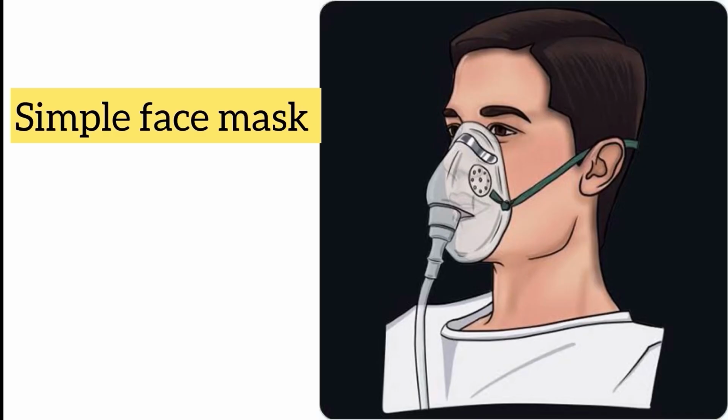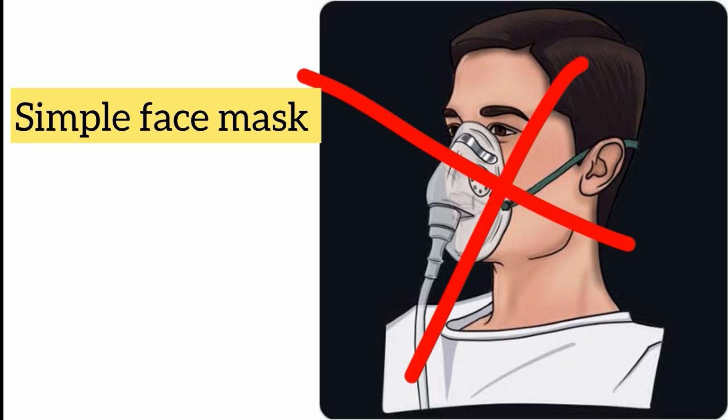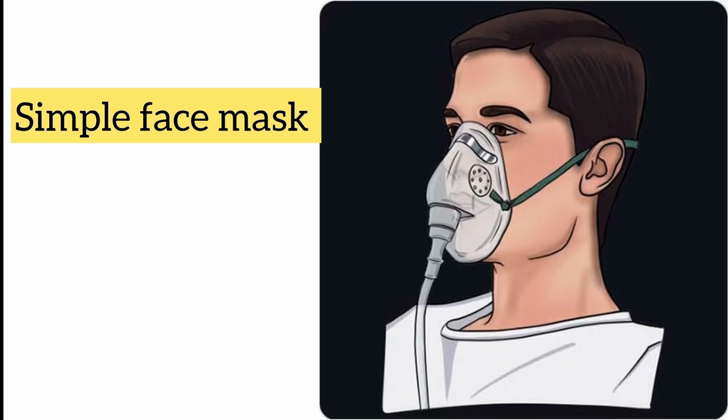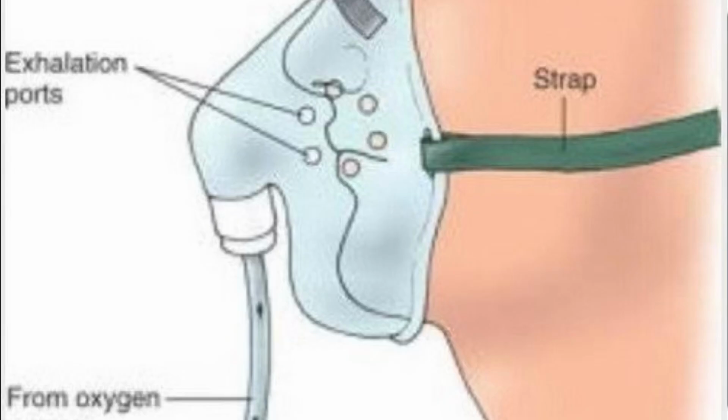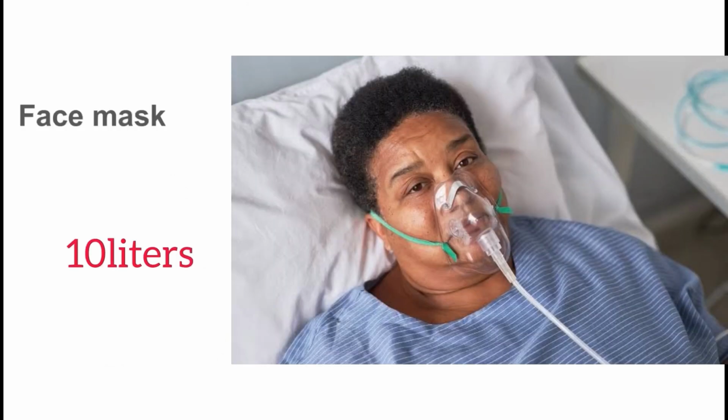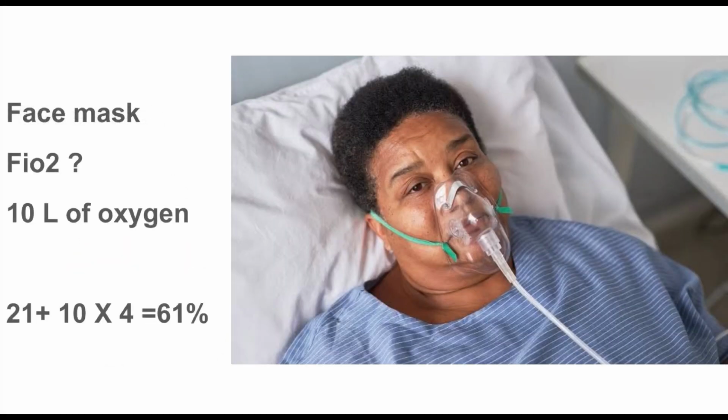This is face mask. You can provide a flow rate of 6 to 15 liters per minute. Don't use a face mask if the oxygen requirement is less than 6 liters per minute. A minimum of 6 liters per minute of oxygen flow is needed to prevent the rebreathing of exhaled carbon dioxide. So what's the FiO2 of a patient on face mask with 10 liters of oxygen? It will be 21 plus 10 into 4, that is 61%. So the FiO2 of the patient with face mask with 10 liters of oxygen will be 61%.